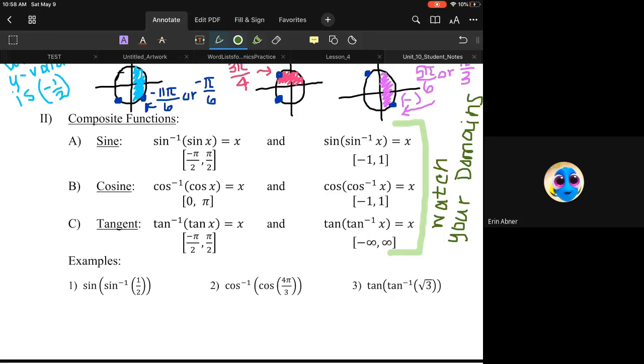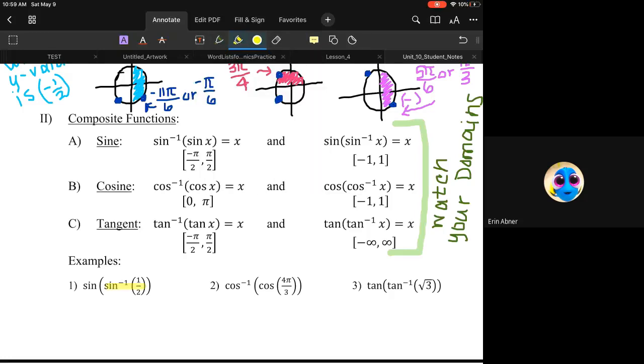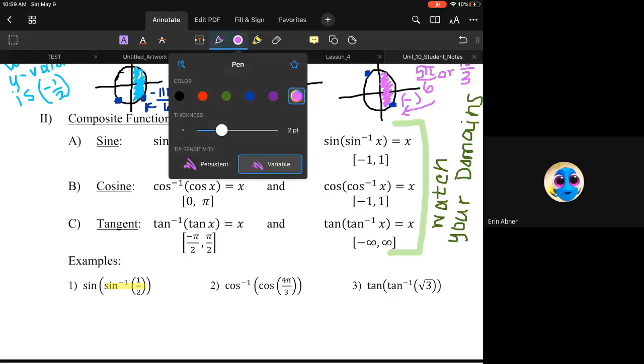So we're going to look at this first one that says sine of the inverse sine of 1/2. So we're going to start from the inside. So the inverse sine of 1/2, so the angle where, and like I said, we're working from the inside out. So I'm going to start with this part right here. So I'm going to rewrite that.